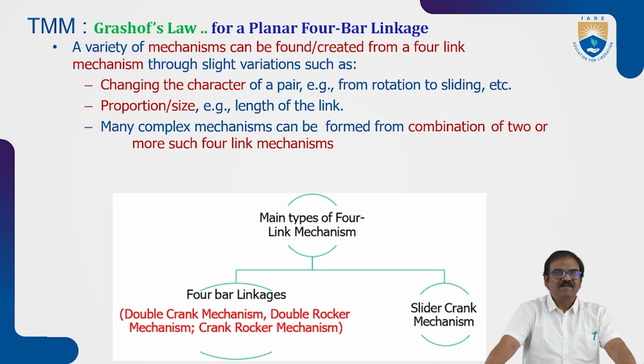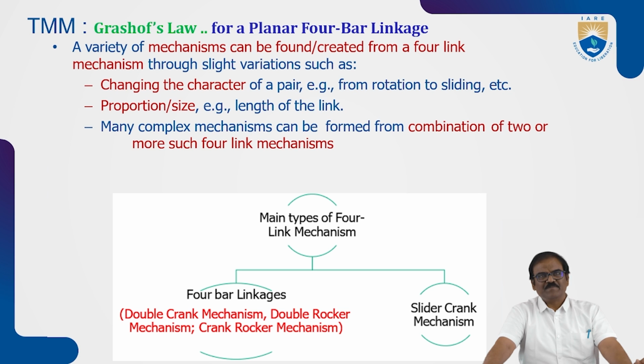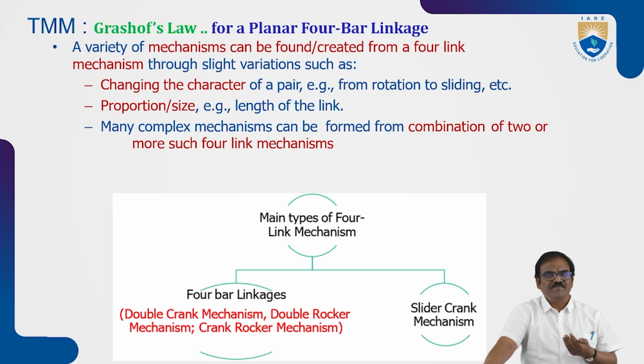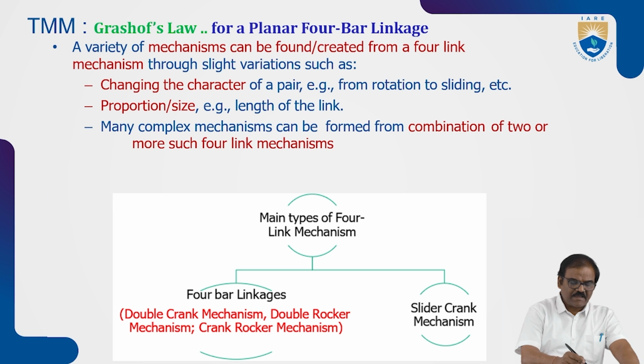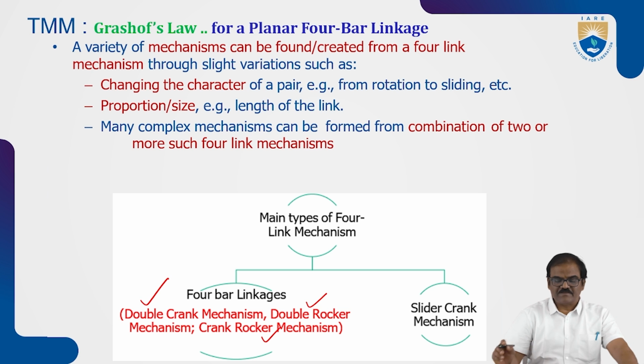If you change the character of the pair, that means from revolute or turning pair to a sliding pair. Proportion of the size: if the link sizes are changed, then a different mechanism can be obtained. By changing the character or link length, we can get many types of mechanisms that we call inversions of the mechanisms. Main types of 4-bar mechanisms are double crank, double rocker, crank rocker, as we have discussed.